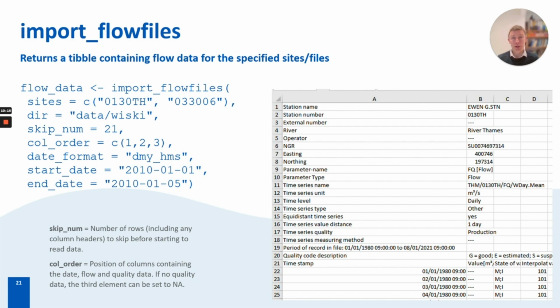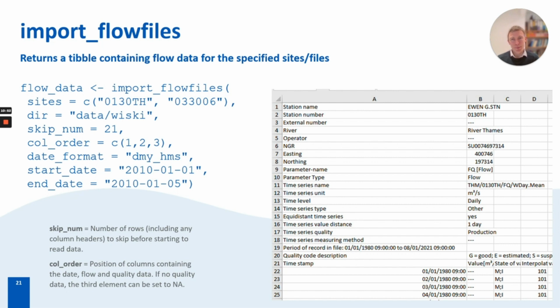The key thing here is that those site IDs must match up with the names of the local files. So, for example, the first site is 0130th. So the function will look in the folder that we tell it to identify any files with that file name. It looks in the folder which is indicated by the directory argument. So here we're asking it to look in a folder called data, and in there's a subfolder called whiskey. So essentially it's looking for files which we've exported from the EA's whiskey database.